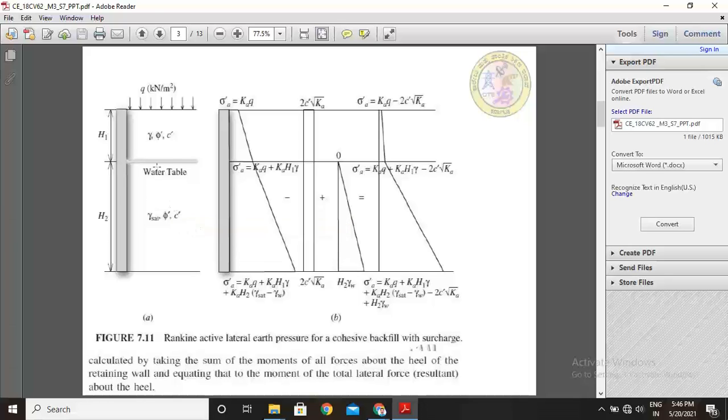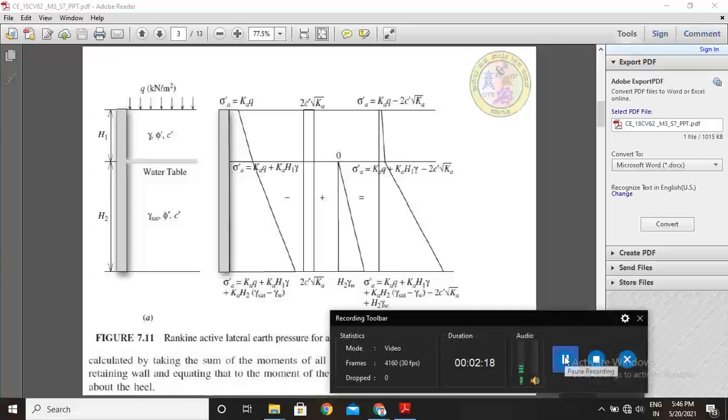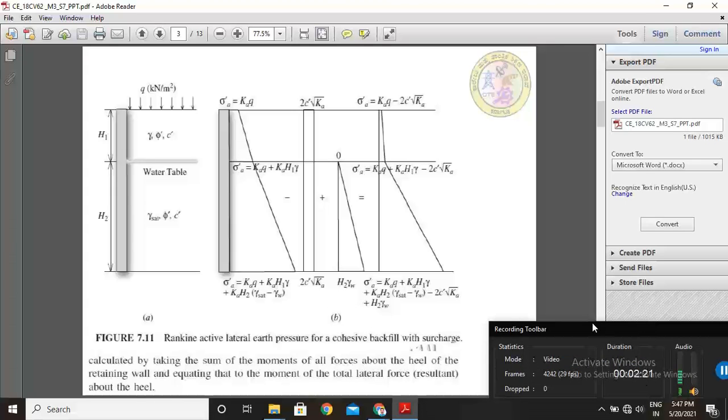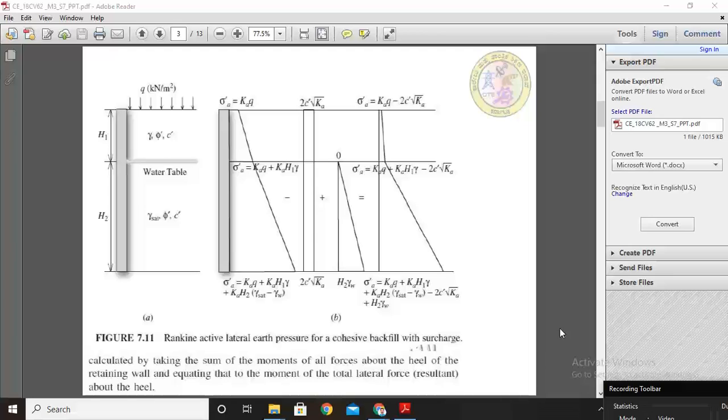Now based on these conditions, how do we plot the active lateral earth pressure for a cohesive backfill with surcharge? Earlier we discussed lateral earth pressure for sandy soils. Now we are discussing cohesive soils. And now, how to plot the lateral earth pressure diagrams for this case.